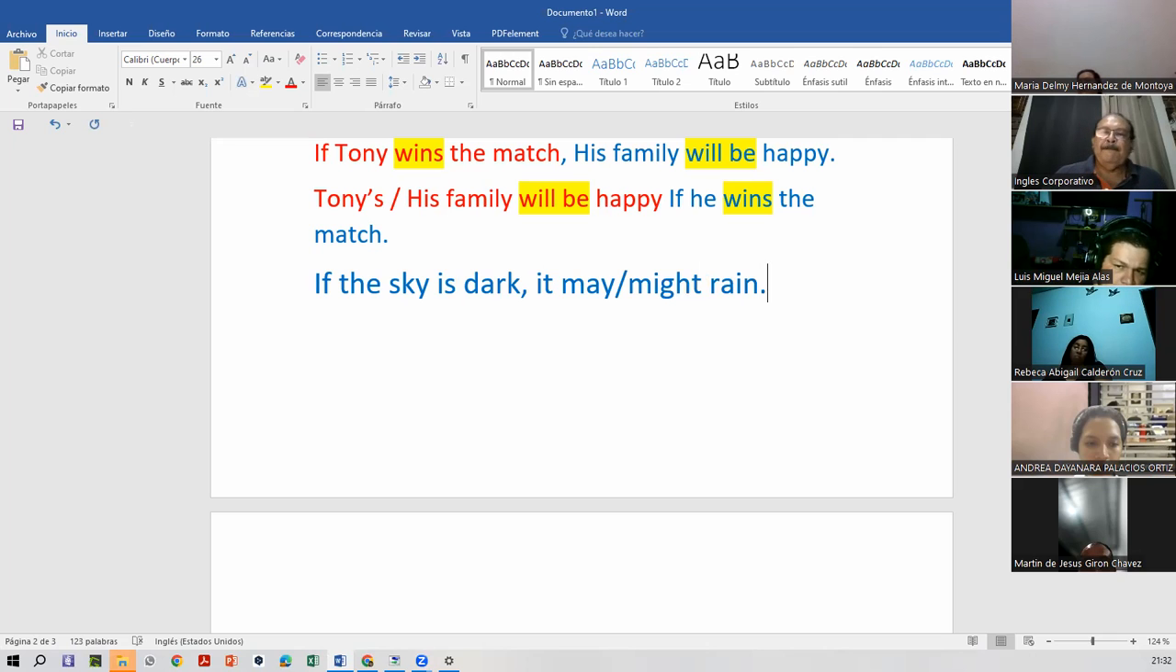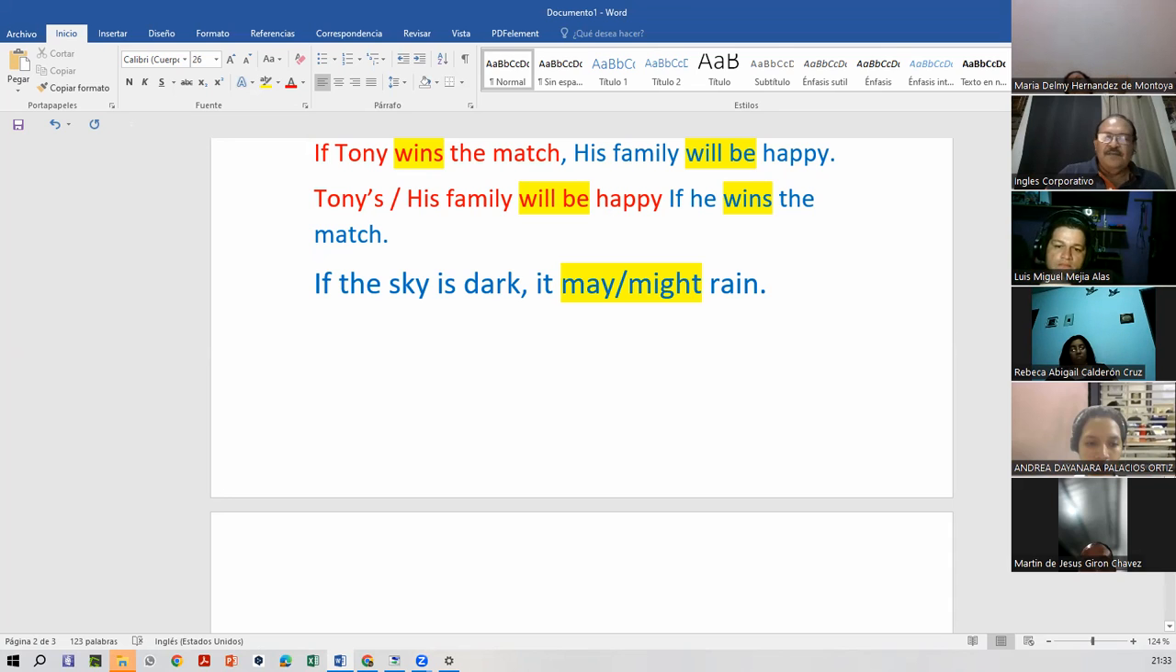Okay, how can we determine may or might? Both are possibilities. A possibility. But when we see a description, may is more, it's higher. Exactly. But might is less. It's less, correct.